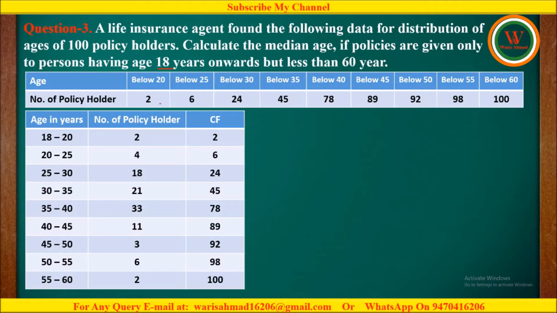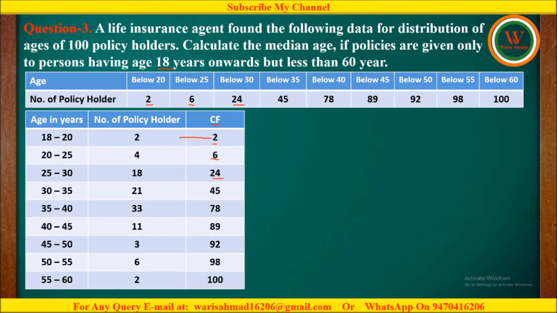These numbers of policyholders are the cumulative frequency. So I have written in the last column CF, or we can say cumulative frequency. 2, same thing I have copied here. Then 6 is copied here. 24 is copied here, and so on. With the help of this cumulative frequency, we have to find out the frequency. Let us see how to find the frequency.